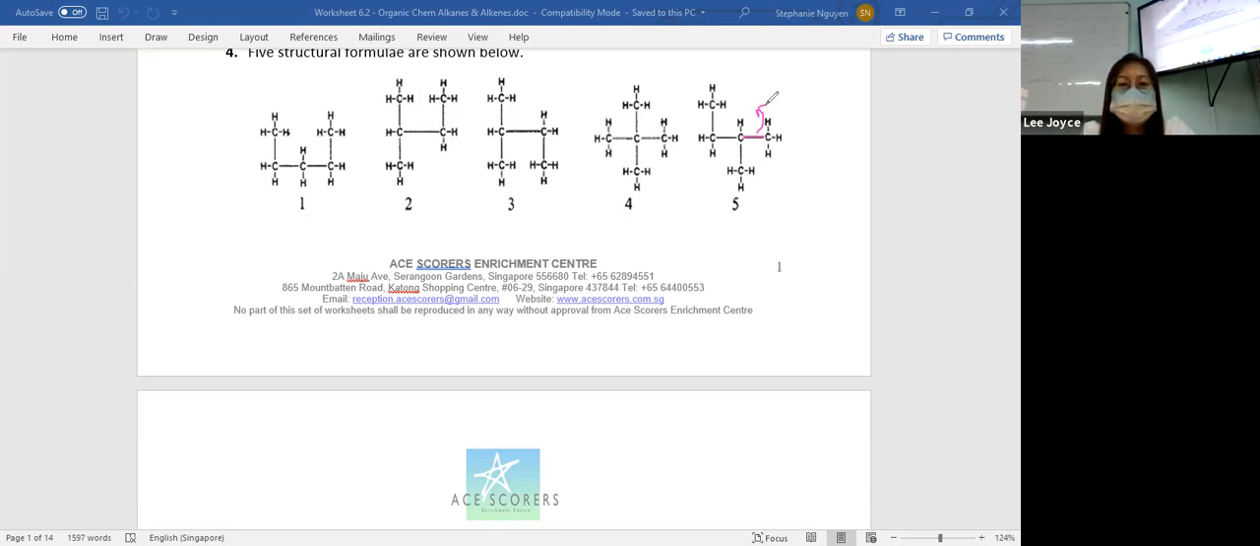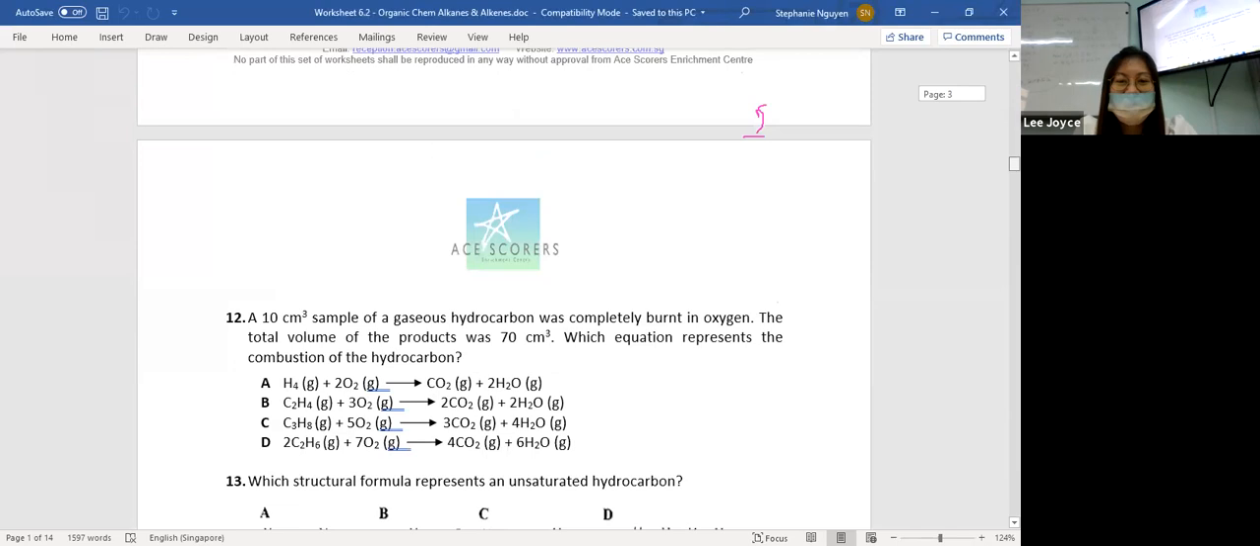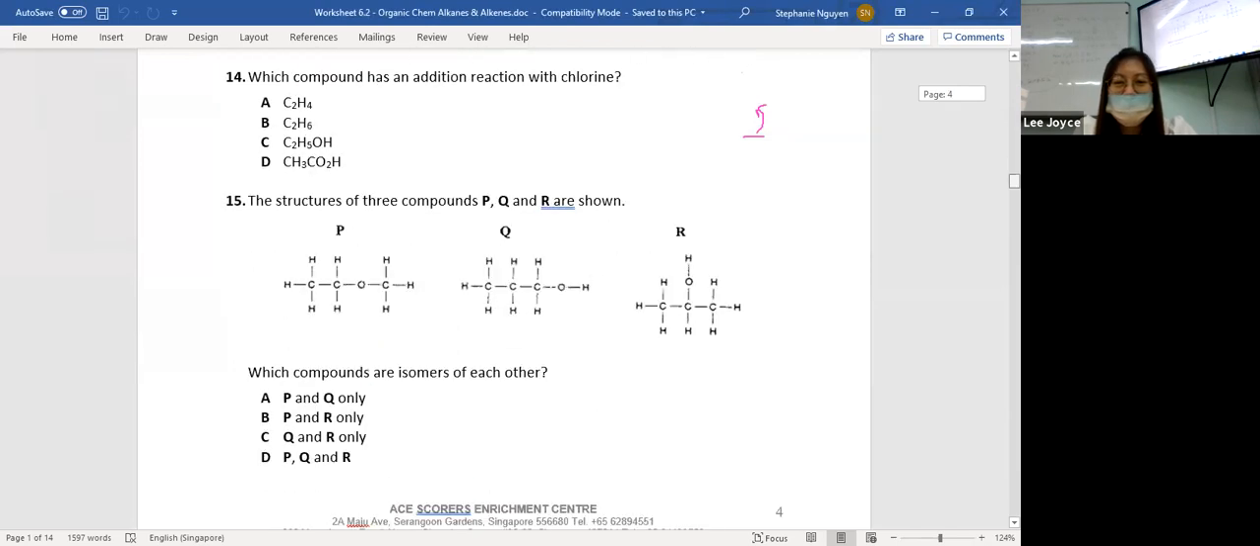But 2, 3, 5 together with 1 and 4 are 3 different types of isomers of pentane. This is pentane. You see a 5 carbon chain, and all C-C single bonds, so it's an alkane, so it's a pentane. Yes, you realize something.